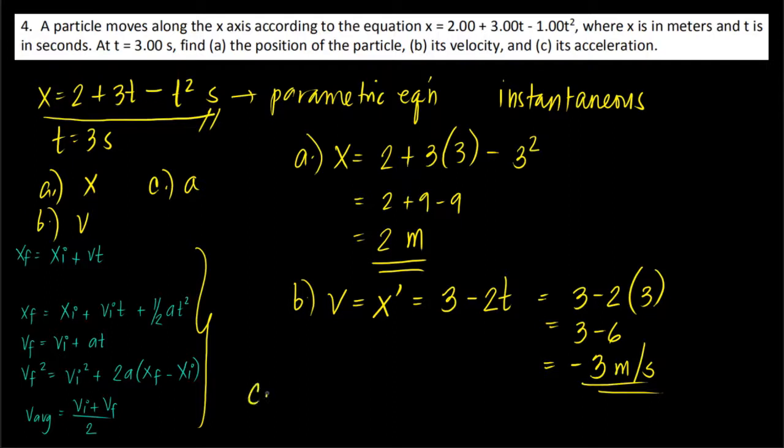And finally, for your acceleration, just derive the equation of velocity. The derivative of 3 minus 2t is negative 2. Okay? And since there's no need to substitute, this is good already. Meters per second squared. It makes sense that it is slowing down, because our acceleration is negative. So it is gradually slowing down our particle.